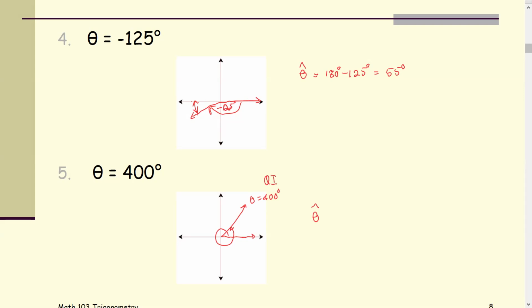The theta hat, or the reference angle, is the difference between the terminal side and the closest x-axis. The closest x-axis is 360 degrees. So the reference angle for number 5, for theta equals 400 degrees, would be 400 degrees minus 360 degrees, which is 40 degrees.